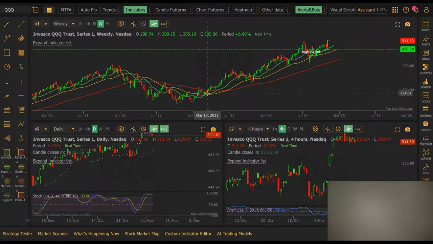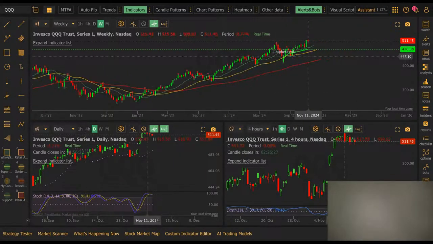Okay, so with the weekly, we have the trend. That's pretty much the only thing I'm looking for on there. I do have fractals on there as well. It's not something I typically use. I use those more so for scanners, but I just keep them on there for my own sake. I could take them off.